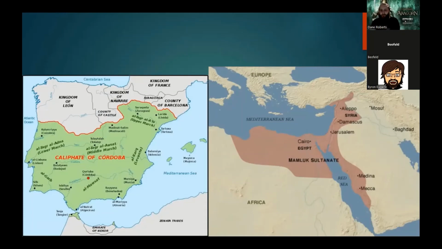Any thoughts? I mean, yeah, that does make perfect sense. I was mainly thinking because of the big Rome-Carthaginian wars. Well, I was thinking the Carthaginians, but when you put it in context like that, it does make a lot more sense.